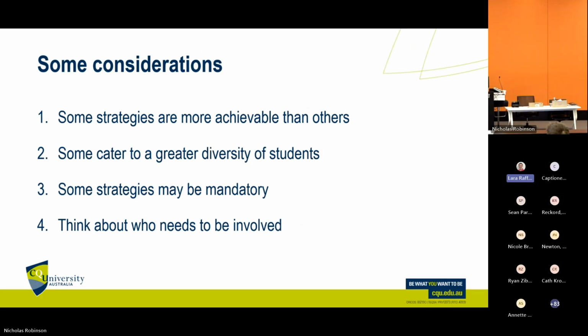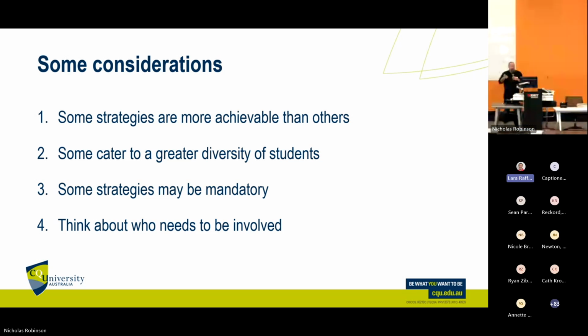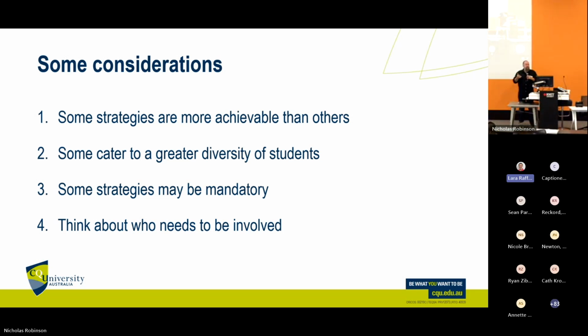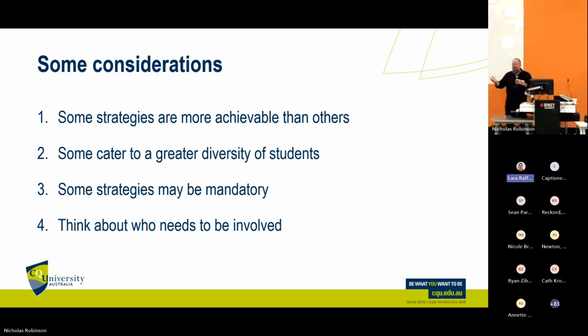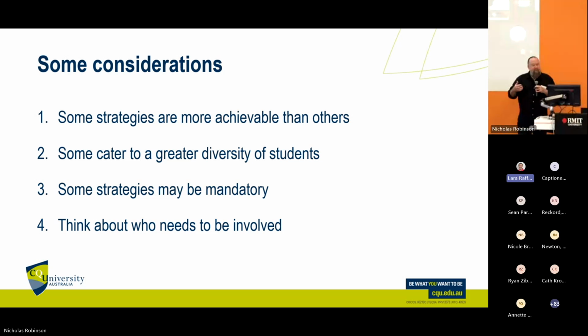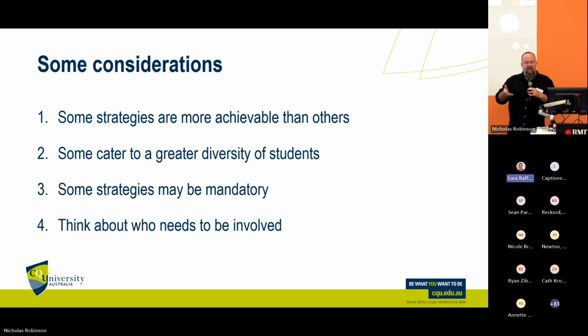So some considerations while you're doing the workshop today and thinking of ideas. Some strategies are more achievable than others. So again, there's that evaluating, you know, which one do I go with? Some cater to a greater diversity of students, so you get a wider effect or a deeper effect. Some strategies are mandatory, so there's some things that you just need to do. So, you know, for example, some accessibility strategies, they just have to be done.